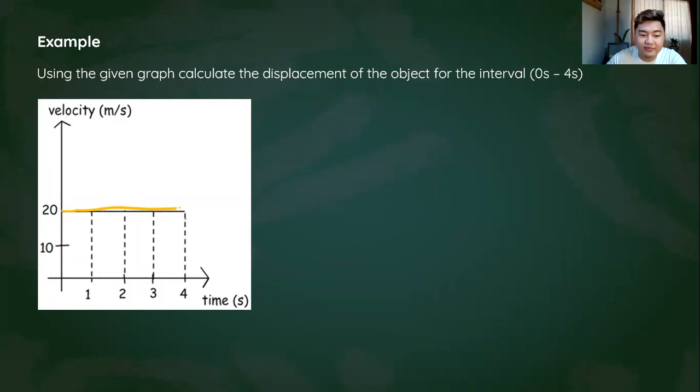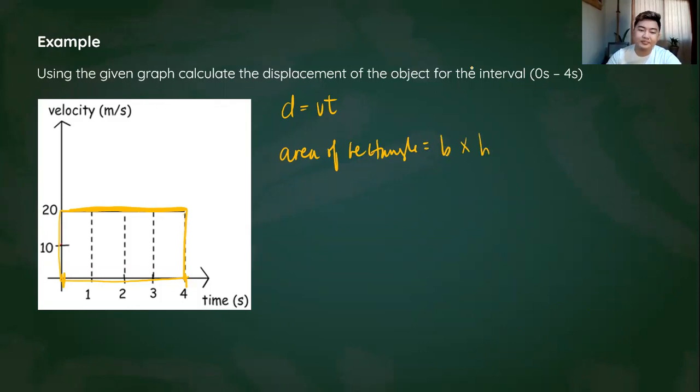We have here the graph. This is our graph, the line, and we can actually form a rectangle out of it. As mentioned, we can solve for the displacement. Displacement is equal to velocity times time. We can solve for the displacement if we solve for the area of the graph. Using the given graph, calculate the displacement of the object for the interval 0 seconds to 4 seconds. Now, this is a rectangle, and how do you solve for the area of a rectangle? The area of a rectangle is just base times height, correct? Our base is time, and our height is velocity. So velocity times time, which is the same as this one.